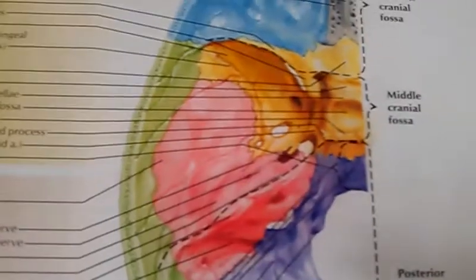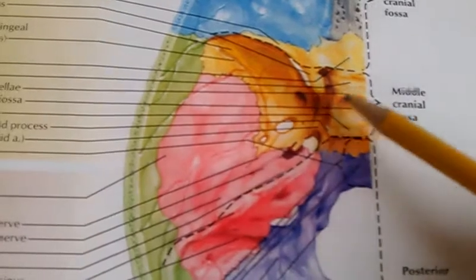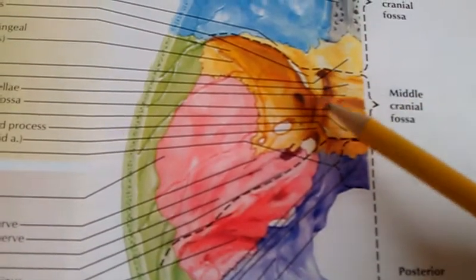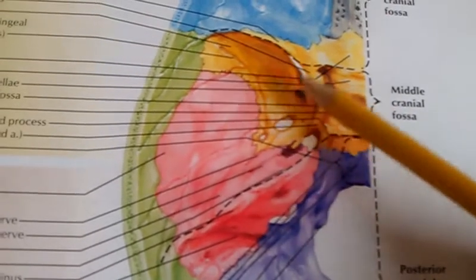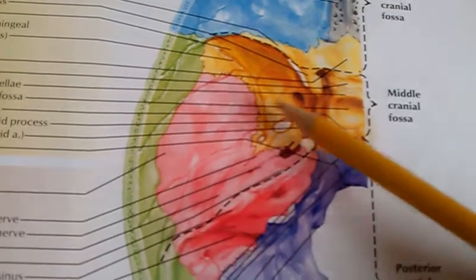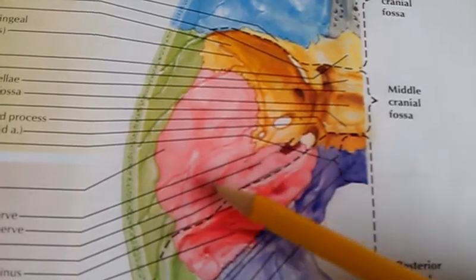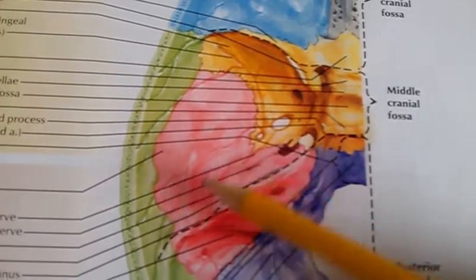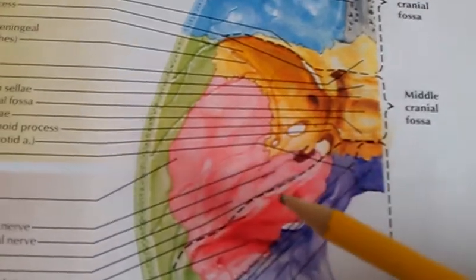The middle cranial fossa consists of the sphenoid bone, the body of sphenoid bone, superior surface, greater wings, cerebral surface, temporal bone, petrous part, anterior surface, squamous part, cerebral surface.